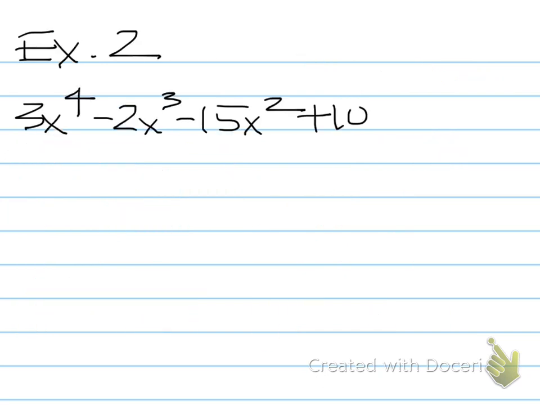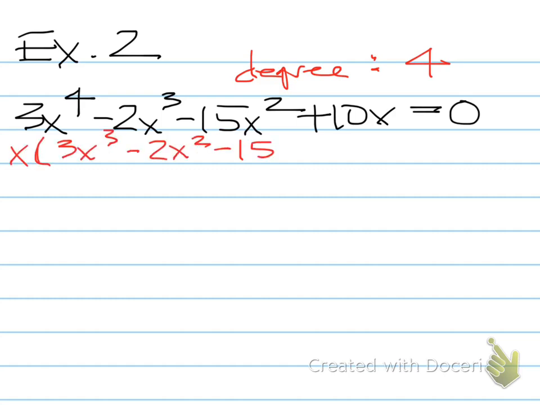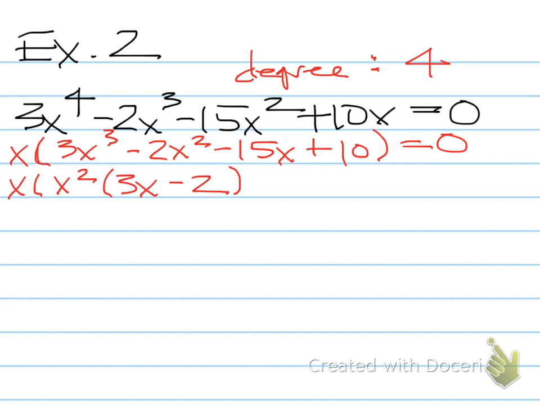In this example, same steps. It's already set equal to 0, and you have 4 terms, so you're going to factor by grouping. The degree of the polynomial is 4, so you should have 4 zeros or 4 solutions. The greatest common factor for all the terms is x, so I can factor out an x. And then I'm going to factor by grouping. I'm going to pull an x squared out of the first two terms. That'll leave me with 3x minus 2.